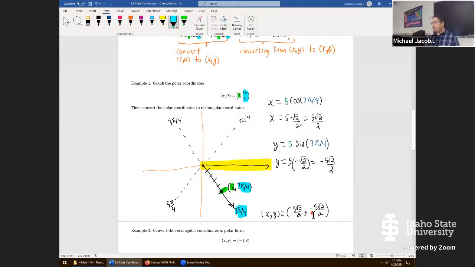We're going to do it all over again, but now going in reverse from Cartesian or rectangular coordinates now into polar. But any questions, folks, or comments on that first example?